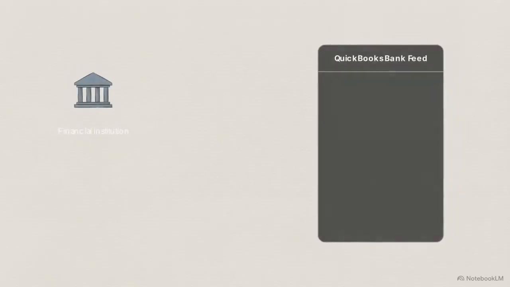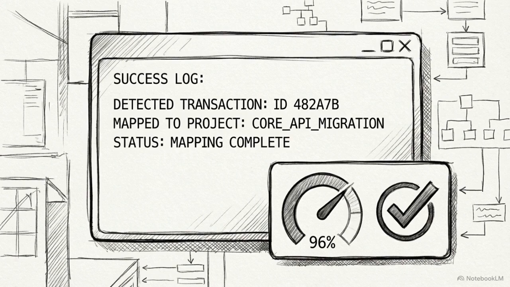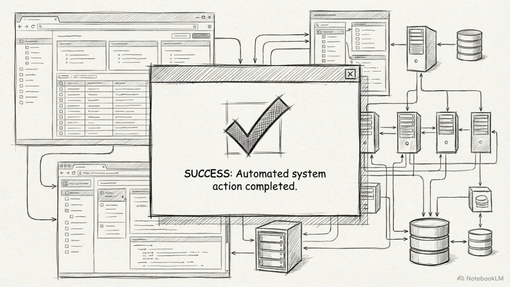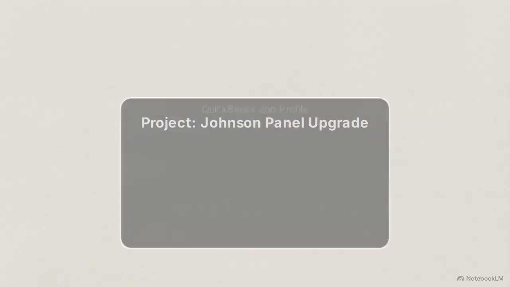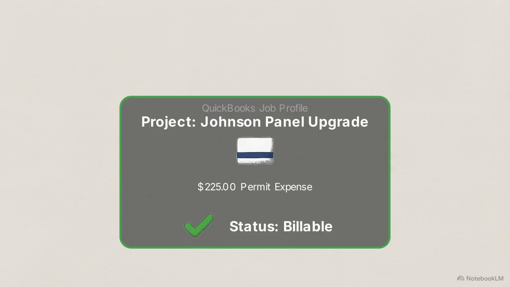Let's look at the system in action by pushing a simulated $225 credit card charge from a city permitting office into the bank feed. The terminal shows the detection in real time. The AI classifies the transaction as an electrical permit and assigns a 96% confidence score. Because the match exceeds our confidence threshold, the system auto-approves the transaction and writes the expense directly to the customer's active job profile as a billable cost.